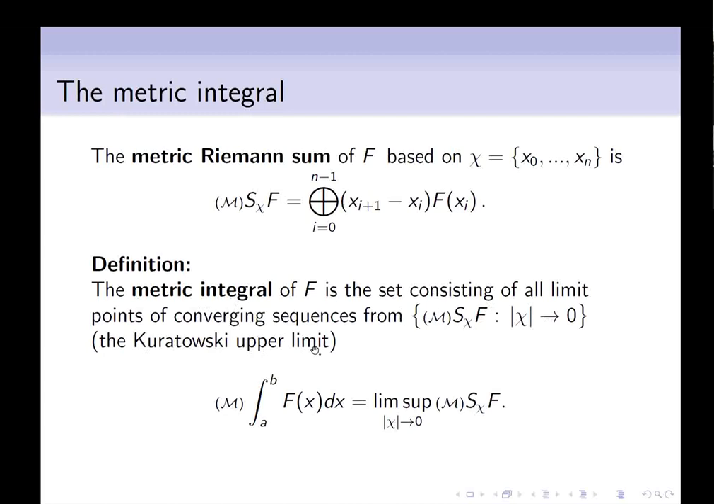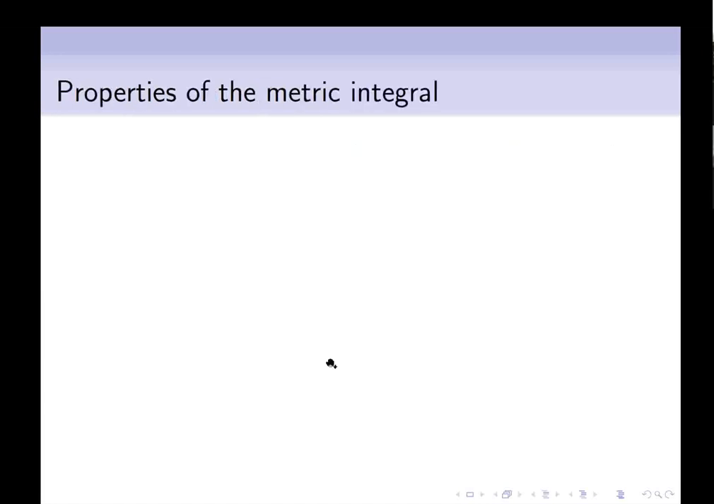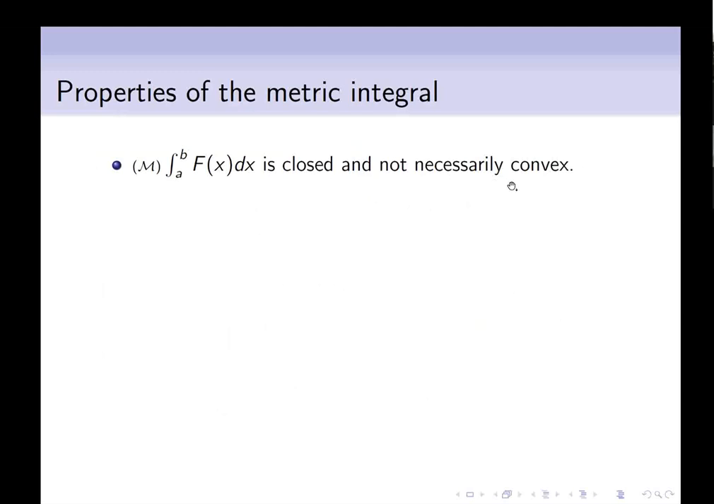The Kuratowski upper limit of sets, which consists of all limits of convergent sequences, is just a definition of the Kuratowski upper limit. So this is a definition. What can we say about this integral? Again, all of this is for functions of bounded variation. This set is closed, and it is not necessarily convex, in contrast to the Aumann integral.